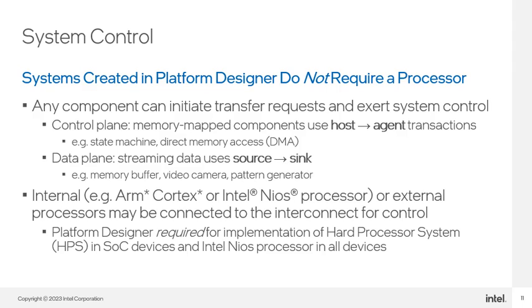But to implement a control mechanism for the control plane, a host such as a state machine or a DMA can be used to initiate requests to agent components. For the data plane, a source such as a video camera or pattern generator can initiate transfers. You can, of course, still use processors like the Intel Nios processor or the ARM Cortex hard processors found in SoC devices, but this is not required for using Platform Designer. However, Platform Designer is required for implementing these processors in a design.